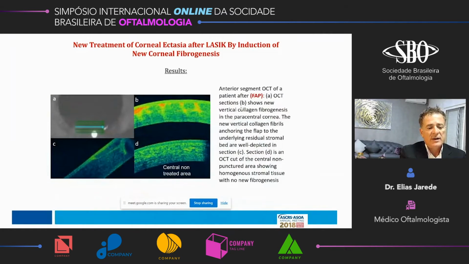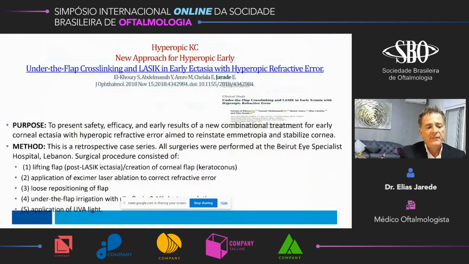Corneal OCT showing direct fibrous band created by the puncturing, reintegrating the flap, the previously left flap, to the underneath stroma, and that would have helped to reintegrate the corneal biomechanical stability.